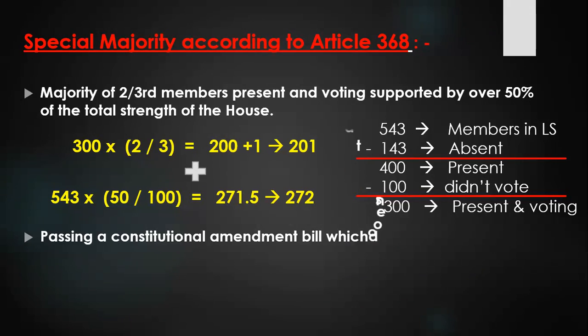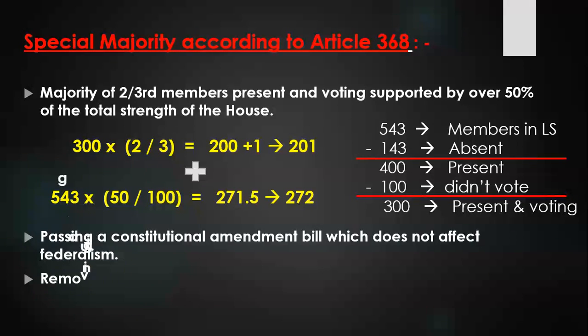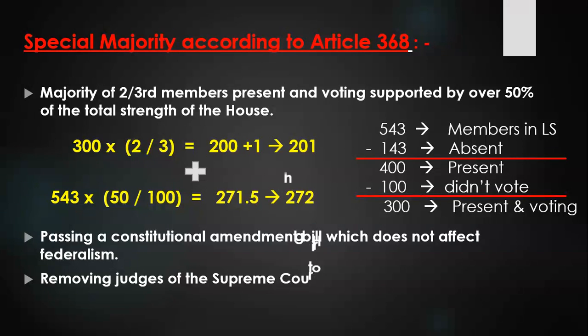So friends, we all know that there are 543 members in Lok Sabha. And suppose this time 143 members were absent. So how many members were absent? 143 members were absent. So now friends, only 400 members were present. And out of those 400 members, 100 members decided that we will not cast our vote. So 300 members became present and voting. Means these 300 members were present and they actually cast their vote. This is the meaning of present and voting.